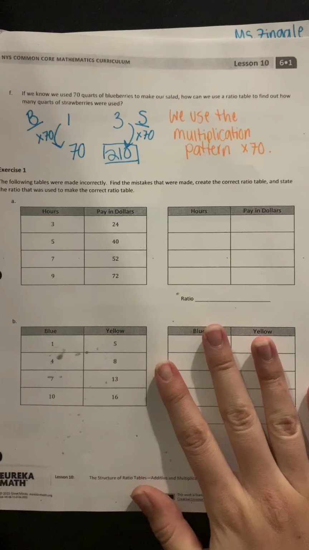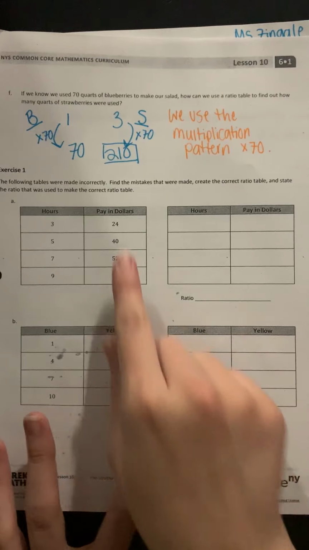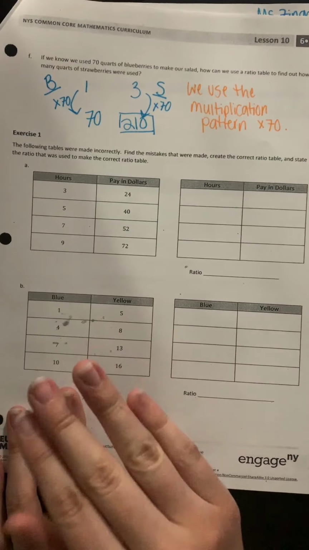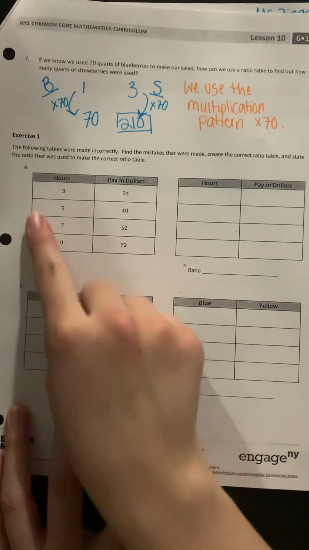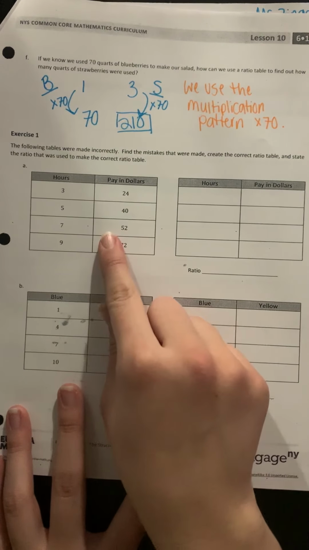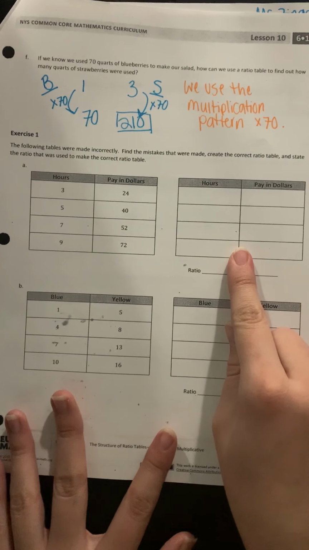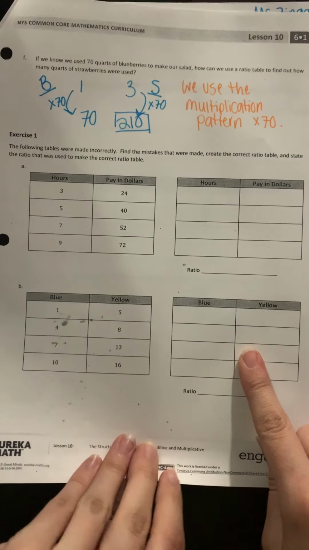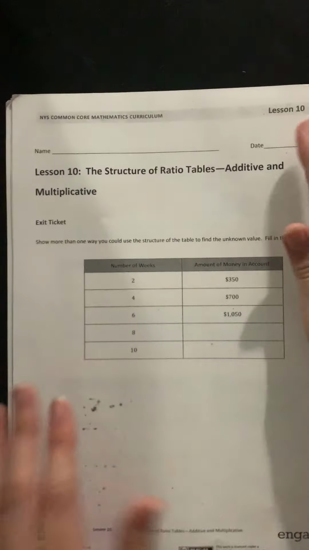So in the next exercise that you'll do with your team, there are ratio tables that were made incorrectly. So we're doing an error analysis, which means you're going to look at the table and determine what mistakes were made, correct them, and then make the ratio table the right way. And that's the same here. You have to fix the errors, make the ratio table the right way, and then when you feel confident, you can attempt our exit ticket.